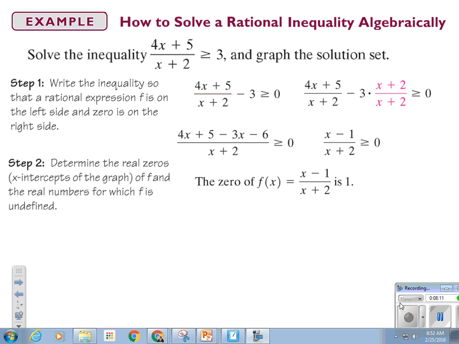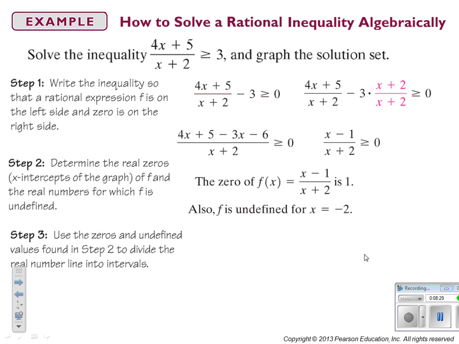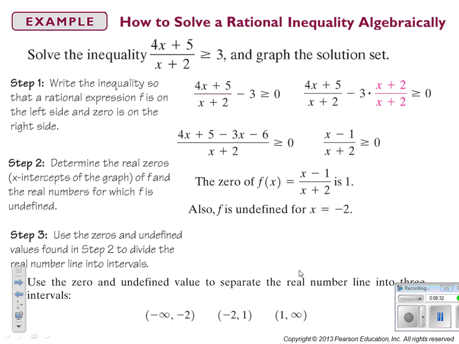What makes our numerator equal to 0? Well, when x minus 1 equals 0, when x is equal to 1. We are undefined for x equals negative 2. So we're going to use our intervals from negative infinity to negative 2. Something's happening with our graph. Then we can't equal negative 2. So then something else happens from negative 2 to 1, because 1 is where our 0 is. And then something happens from 1 to infinity.